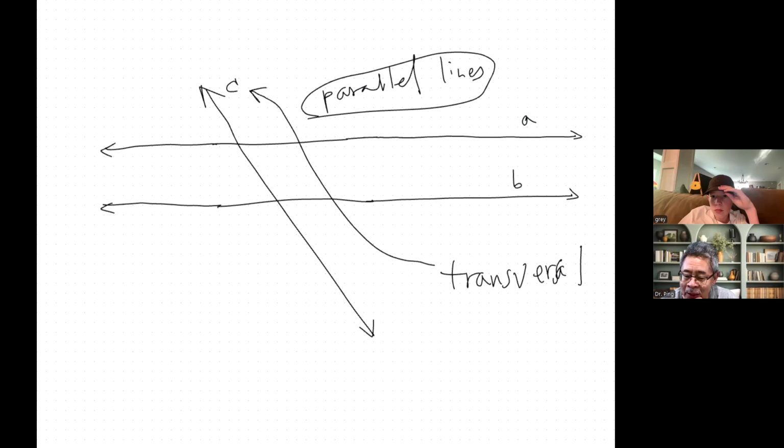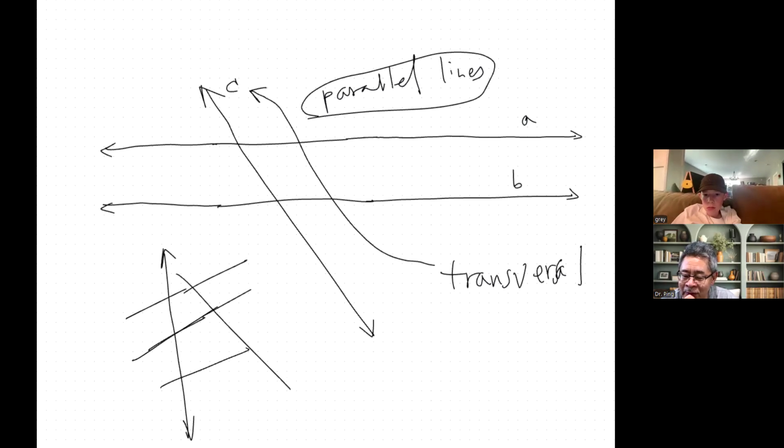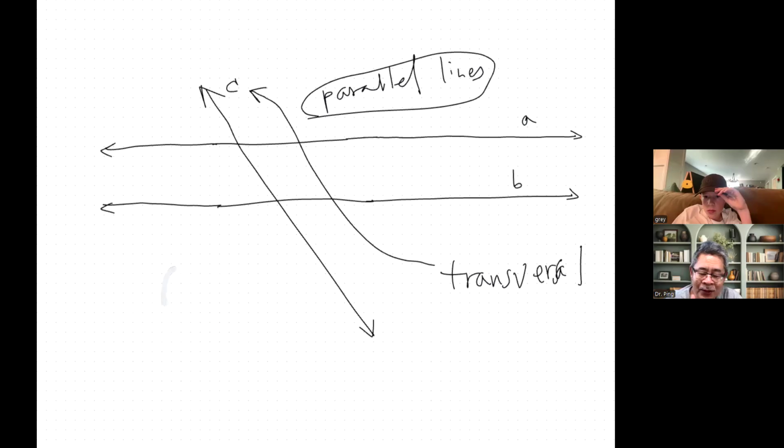And sometimes we could have, for example, a line that crosses three lines, that's still called a transversal. And if you draw a line like this, we know that this line will be the transversal of these two lines, and this line will be the transversal of these two lines. So you could have different kinds of transversals, as long as the line crosses at least two lines. Good? If you're good, just give me a thumbs up.